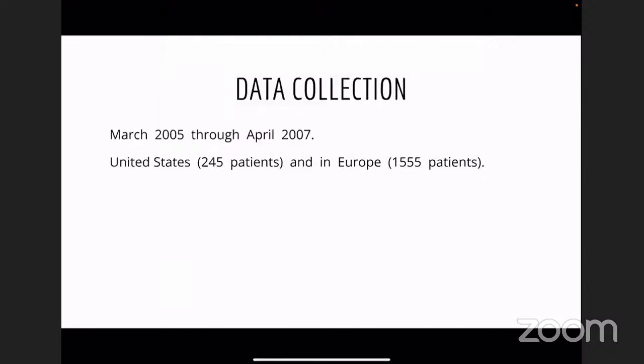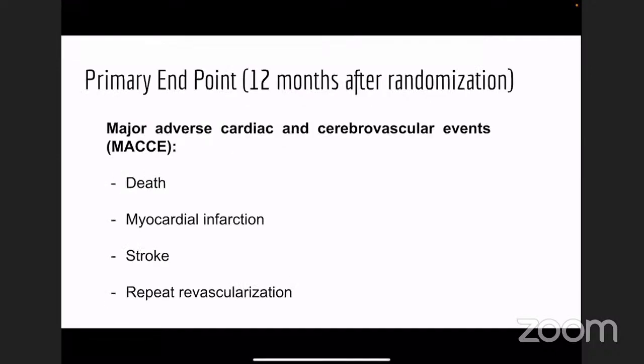The data collection was between March 2005 through April 2007. It was in the United States and different countries in Europe. The primary endpoint was 12-month major adverse cardiovascular and cerebrovascular events, which include death, MI, stroke, and repeat revascularization.